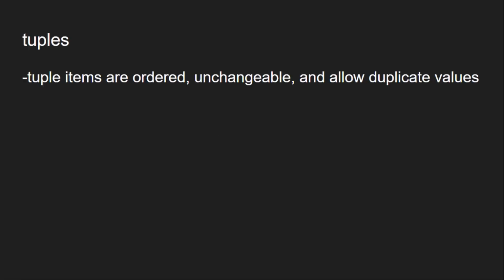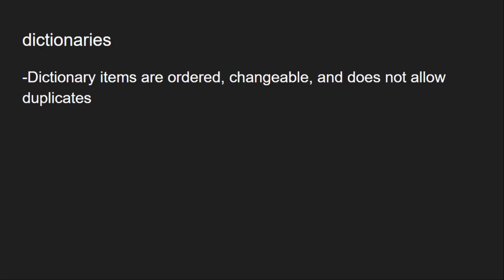A tuple is like a list, but the items are unchangeable. So a tuple is ordered, unchangeable, and allow duplicate values. We can access it the same way as the list. A dictionary is like a list, but it doesn't allow duplicates. Dictionary items are ordered, changeable, and do not allow duplicates. We can access it by writing the dictionary name, then the key of the value we want to access, surrounded by square brackets.